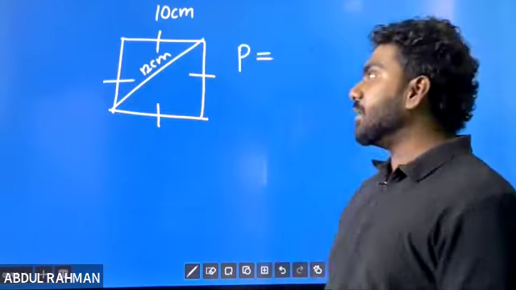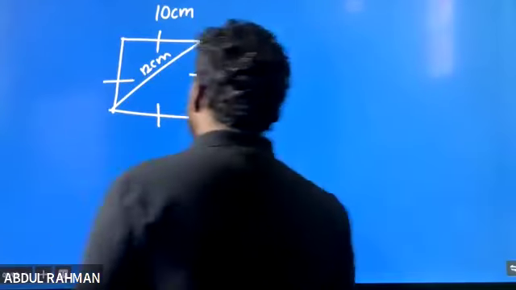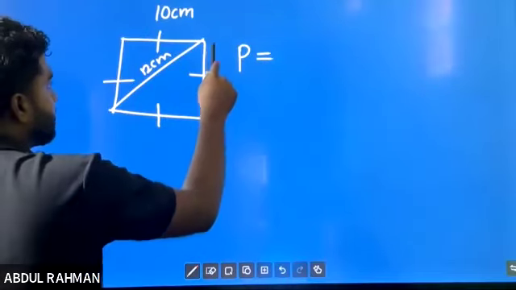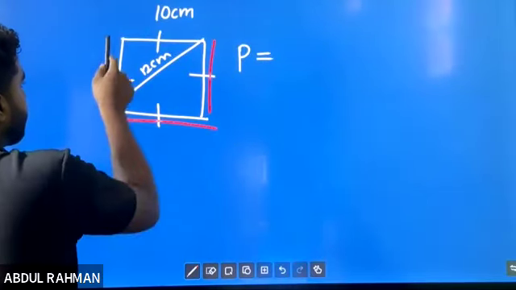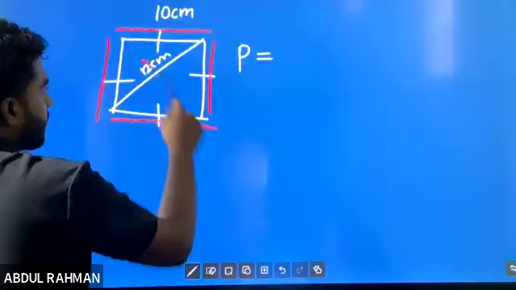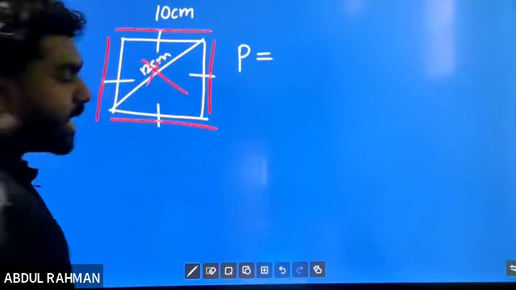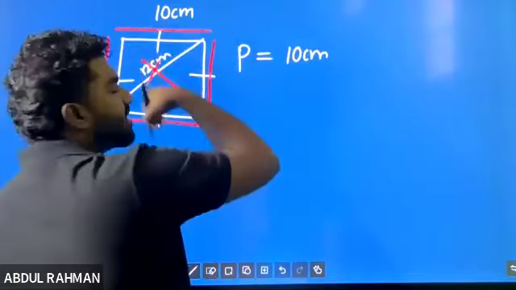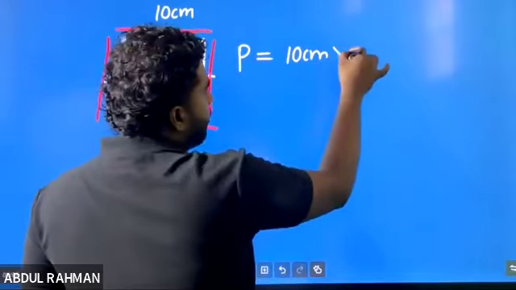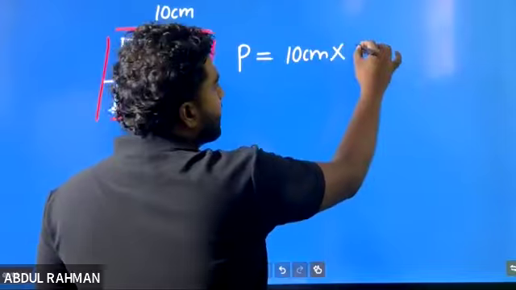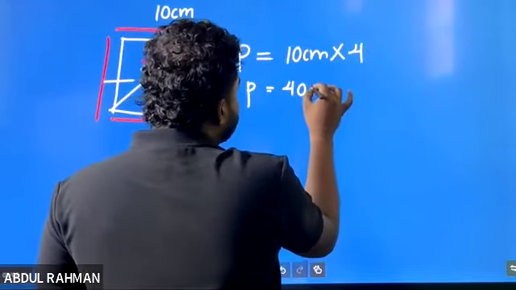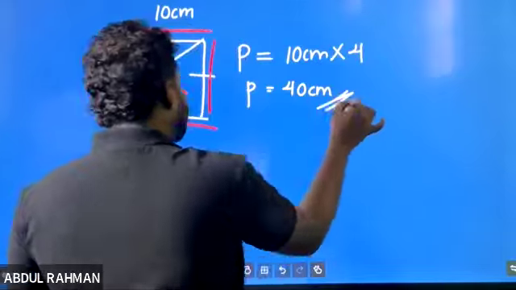So children, when it comes to this, I know perimeter is the addition of all the outer portions. What is my outer portion? This one, this one, this one, and this one. This is not an outer portion. I'm not going to add that. So I can say 10 centimeter. All four sides are equal. Instead of writing 10 centimeter 4 times, I can multiply it by 4. P is equals to 40 centimeter is my answer.